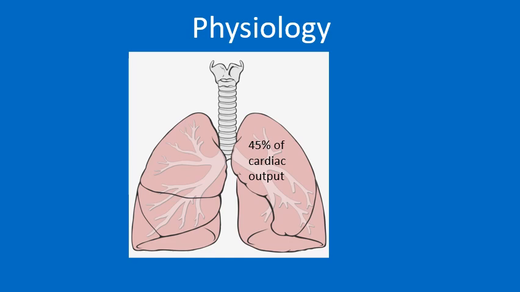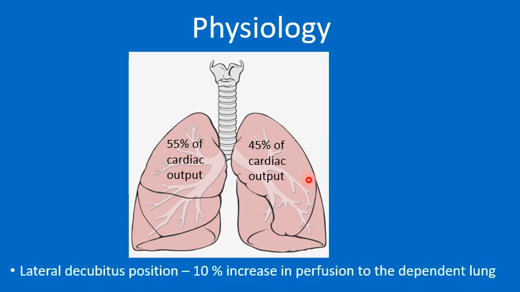So now going to the physiological aspects. Coming to this physiology, the normal physiology is that 55% of the cardiac output goes to the right lung, and 45% of the cardiac output goes to the left lung, whether the patient is in upright position or in supine position.